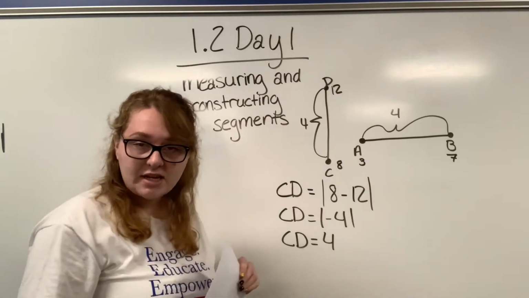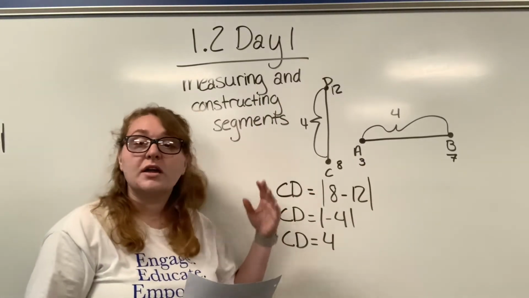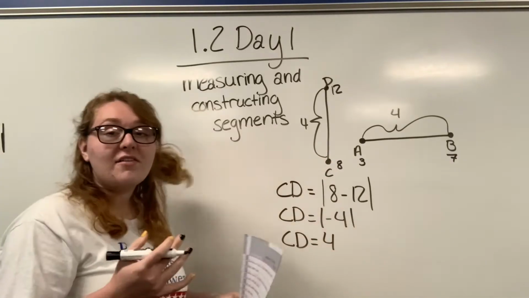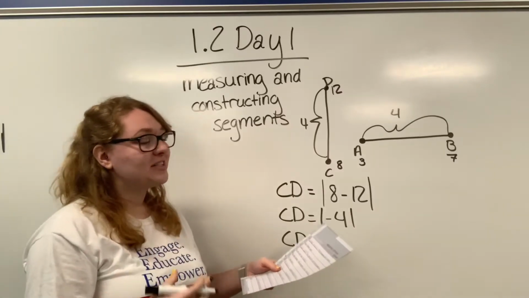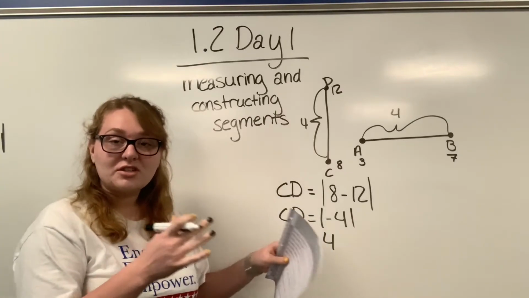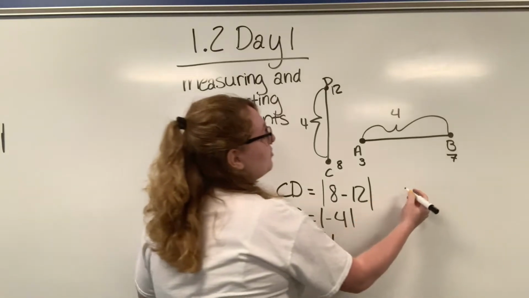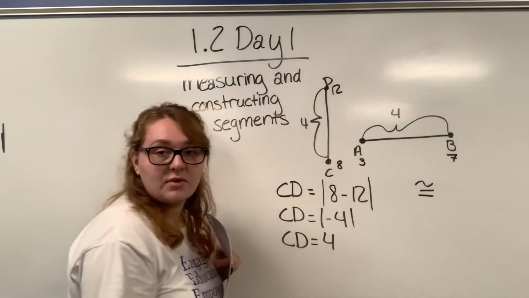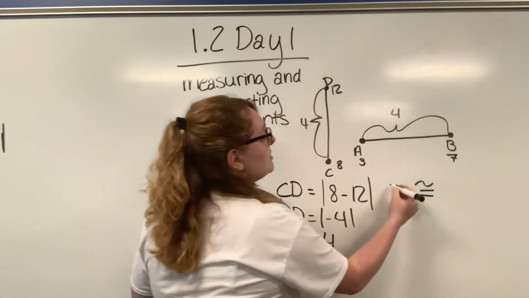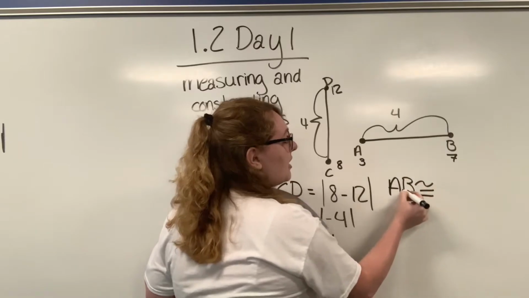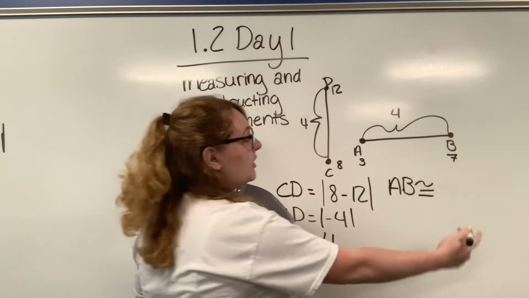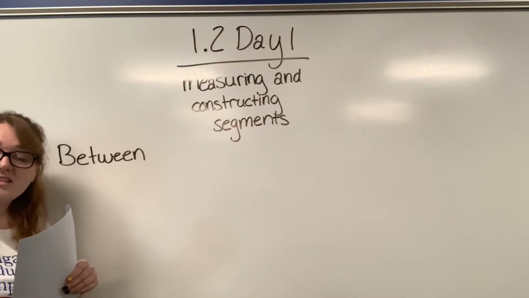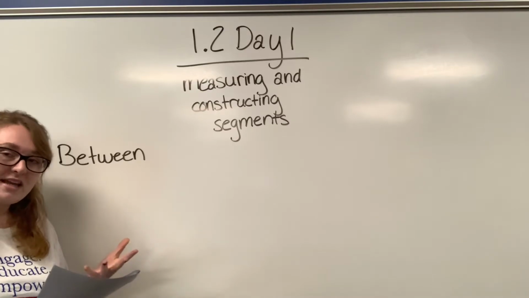So the distance between C and D is 4, and the distance between A and B is 4. So that means that these two segments are congruent. If you have congruent segments, there is a special little symbol that we use to show that they are congruent. That symbol looks like an equal sign with a little squiggle on top. So if I wanted to write it out, I would say that the distance between A and B, again, I'm talking about the distance, so we're not putting a line over it, is congruent to the distance between C and D.